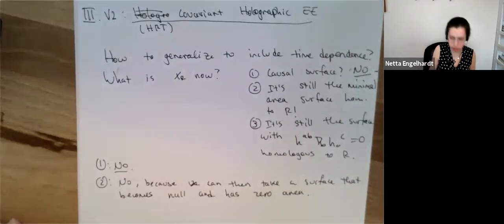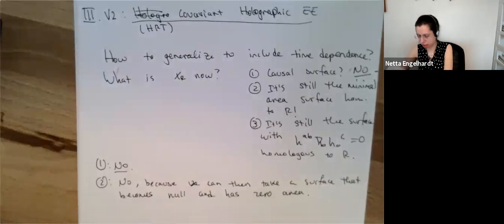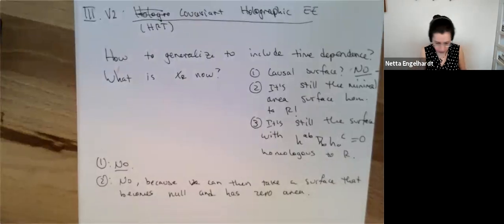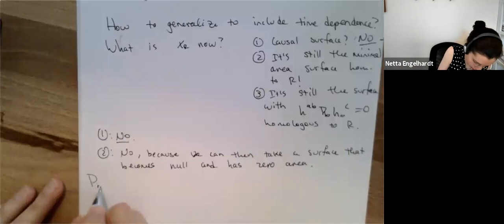So the natural expectation then is, well, probably then it should be 3, right? So that is indeed the idea. So the proposal is that indeed it is 3.